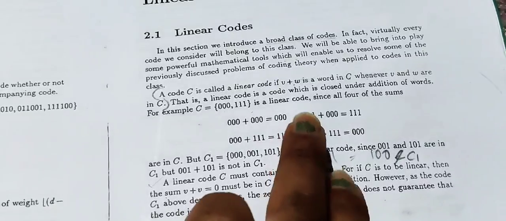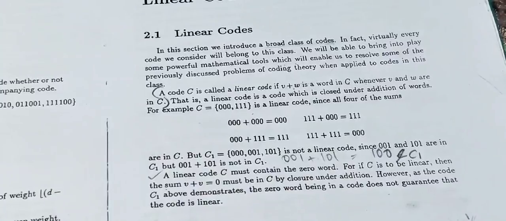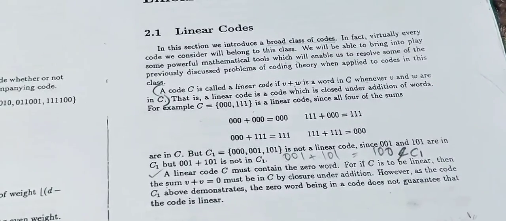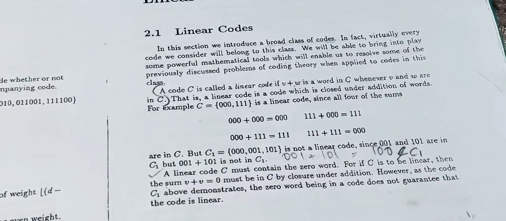So a linear code is a code which is closed under addition of words. So that is a linear code. But linear code എന്ന് പറഞ്ഞാൽ a code C is closed under addition. അതിനെയാണ് നമ്മൾ linear code എന്ന് പറയുന്നത്. So here ഇവിടെ ഒരു example തന്നിട്ടുണ്ട്. C is equal to {000, 111} is a linear code.